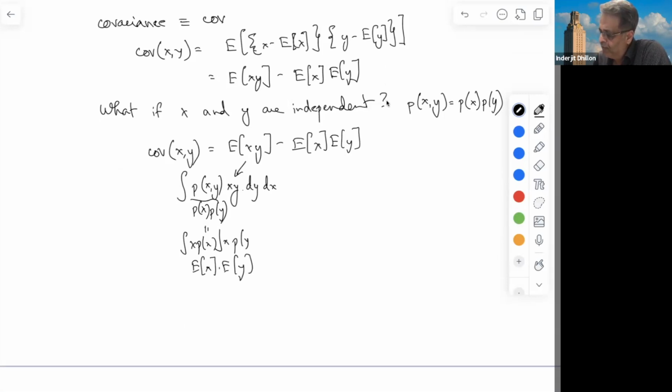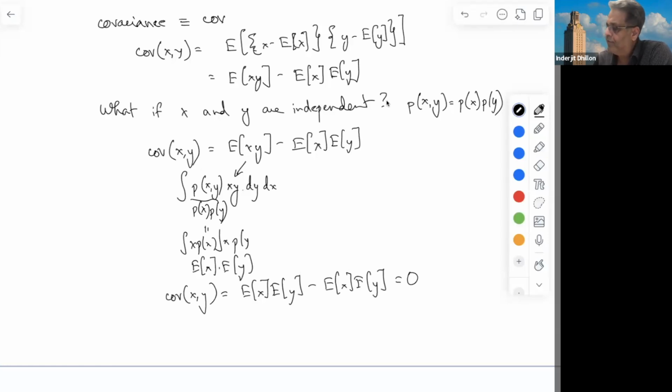And if I do this, then what do I get? The covariance of xy is equal to expectation of x times expectation of y minus expectation of x times expectation of y. So it's equal to 0 if x and y are independent. So the covariance is 0 if my two variables are independent. Covariance of xy equals 0 if x and y are independent.